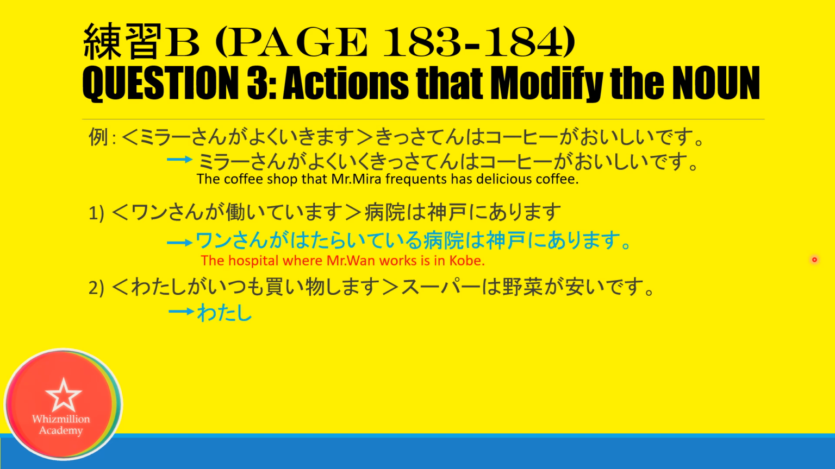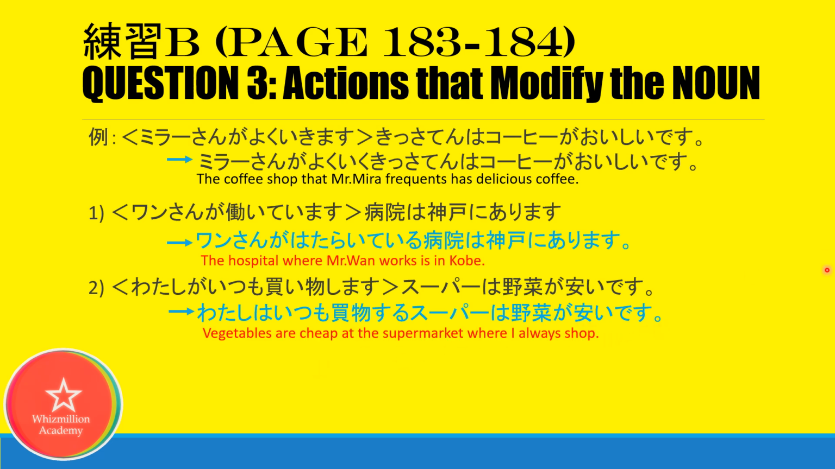It becomes 私がいつも買い物するスーパーは野菜が安いです。So the vegetables are cheap at the supermarket where I always shop. Okay, so now we know two things about this supermarket. The first is this supermarket has cheap vegetables, and the second attribute is this is the supermarket that I often go to shop. Right? Okay.